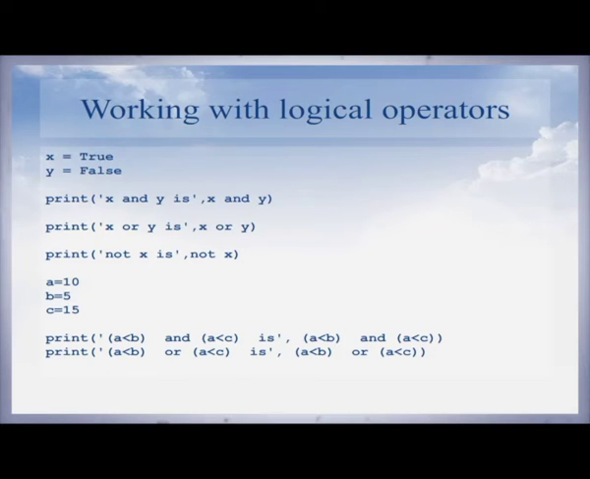What you see here is an example program for using logical operators, and it illustrates how to use the AND, OR and NOT operators. Considering an example where A is equal to 10, B is equal to 5 and C is equal to 15. Suppose I compare A less than B and A less than C, what would be the answer? Or if I compare A less than B or A less than C, what could be the answer?